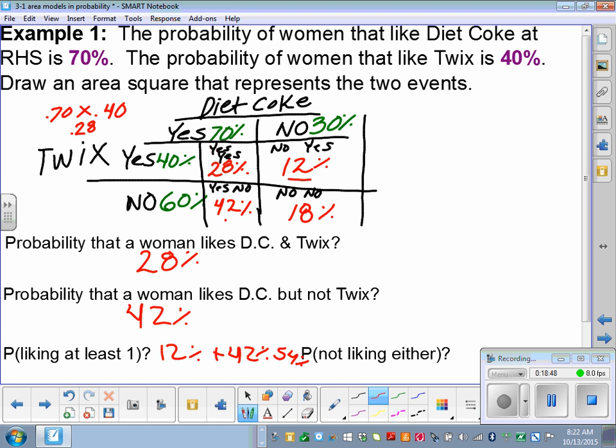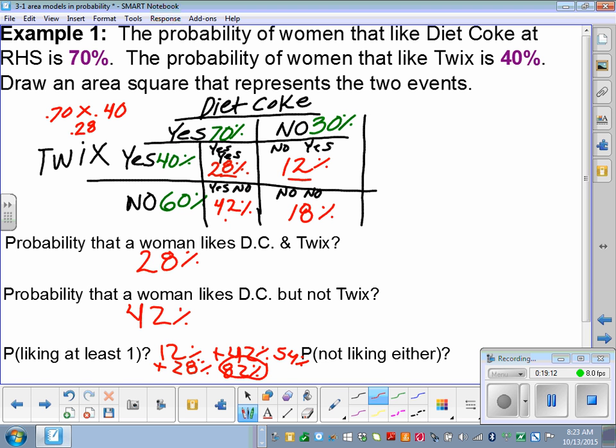I didn't even think about that. So at least one means at least they like one. So even more than that, at least like one, the 28% at least likes one. They like both. So then plus 28%. 82%. Okay, so 82% of women at RHS like at least Diet Coke or Twix. Very good. Any questions on that?